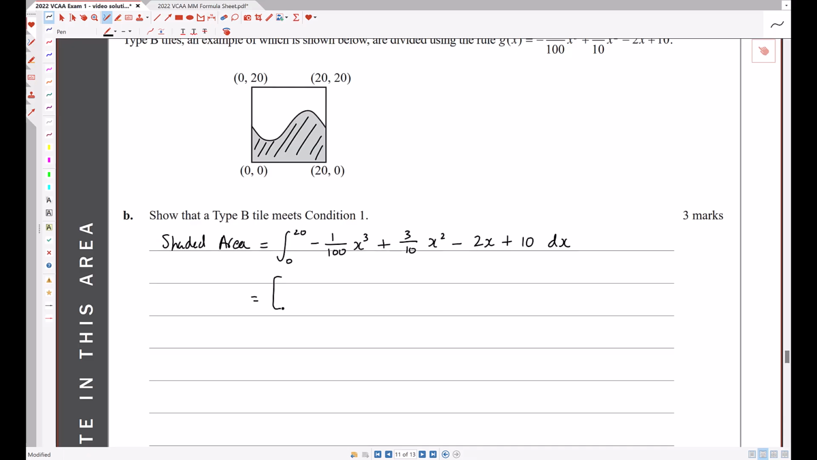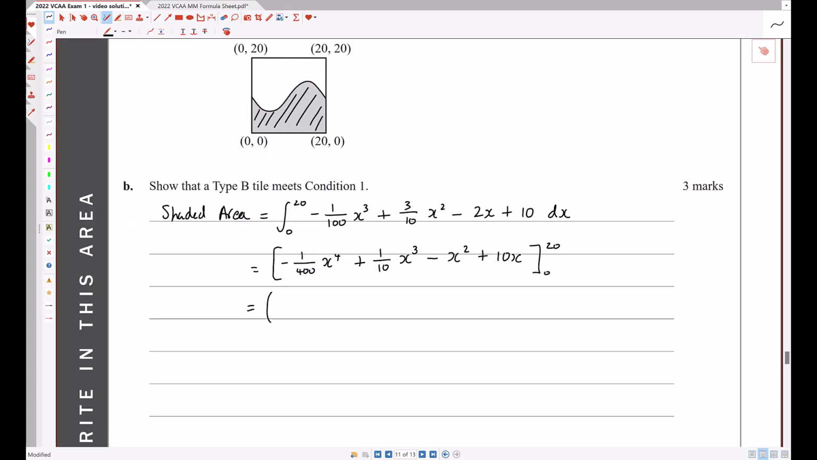So x to the power of 3, we add 1 to that power, x to the 4, divide by that power. So it's going to become negative 1 on 400, x to the power of 4, plus add 1 to the power gives me 3, and dividing by 3 will give me 1/10 rather than 3/10, x to the power of 3, minus 2x squared on 2, so that's going to be x squared plus 10x. And we want to go from 0 to 20.